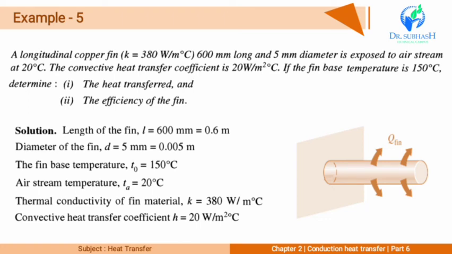So the given data: length is equal to 600 mm, converted into meter, 0.6 meter. The diameter of the fin is 5 mm, 0.005 meter. The fin base temperature is 150 degree centigrade. Air stream temperature, that is the atmospheric temperature, is 20 degree centigrade. Thermal conductivity, as I said, 380 watt per meter degree centigrade, and convective heat transfer coefficient H is equal to 20 watt per meter square degree centigrade.